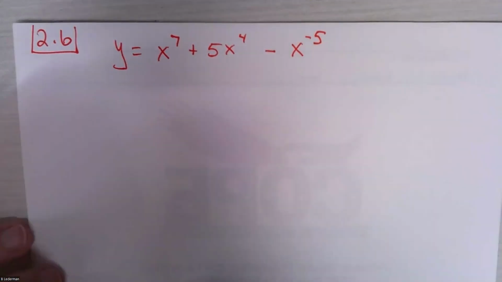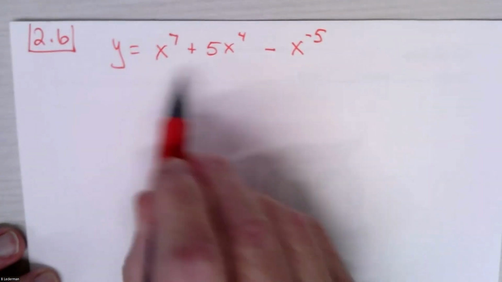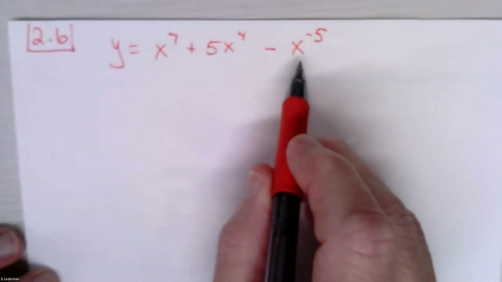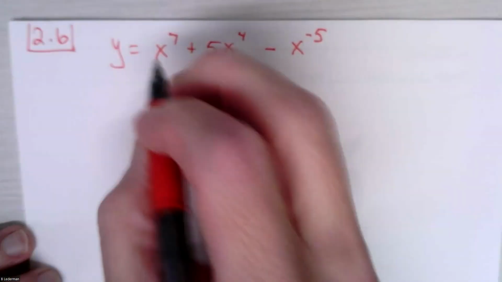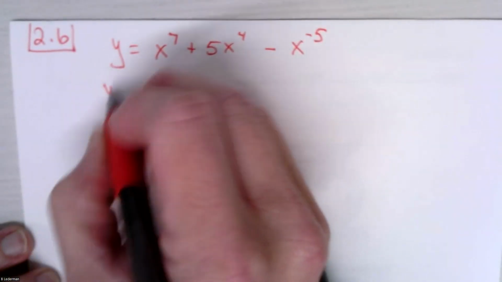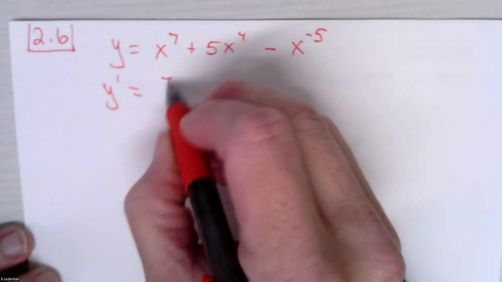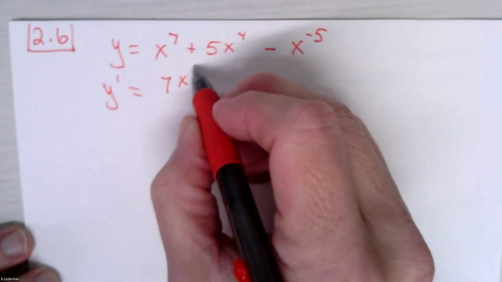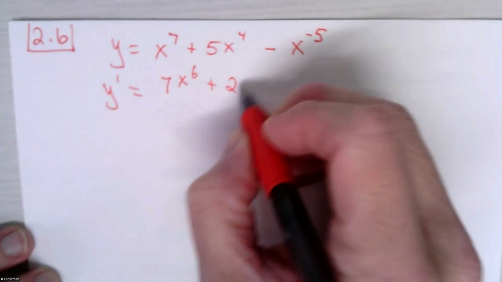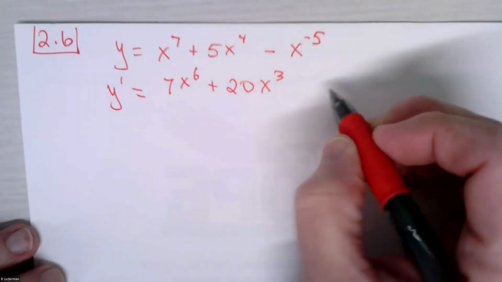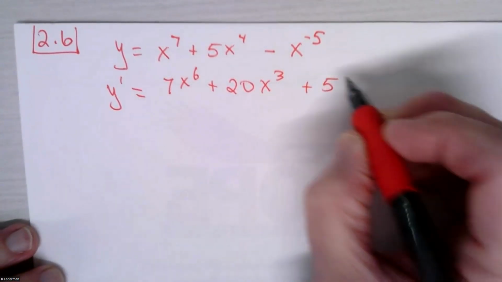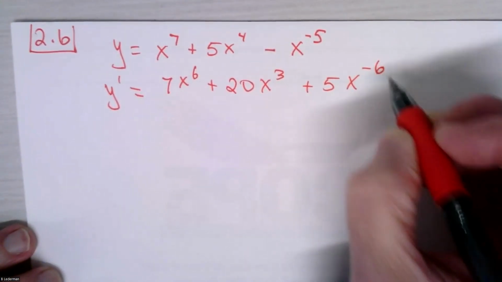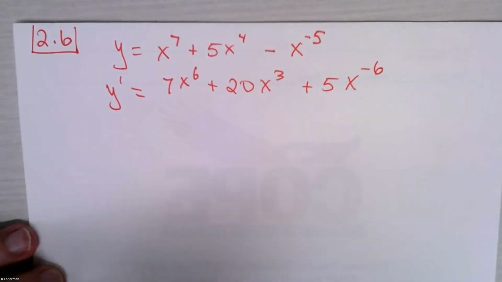So if we have y is equal to x to the 7th plus 5x to the 4th minus x to the negative 5th, then y prime is going to equal 7x to the 6th plus 20x to the 3rd plus 5x to the negative 6. We've been calling this the derivative. Now we're just going to refer to it as the first derivative.